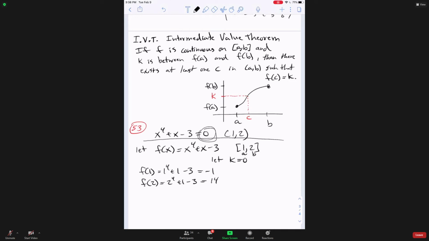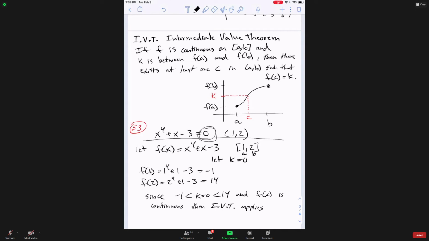Now, notice k equaling 0 is between negative 1 and 14. So since k equals 0 is between f of a and f of b, and f of x is continuous, then the intermediate value theorem, IVT, applies.